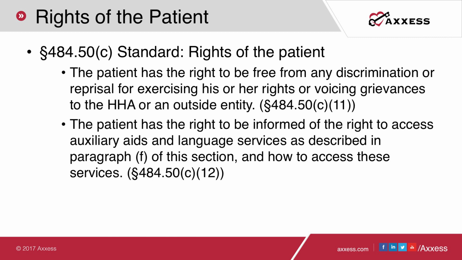And then we also have on the 12th right, the patient has the right to be informed of the right to access auxiliary aids and language services as described in paragraph F of the section. That's going to be the last part on accessibility that we'll get to in just a moment, and how to access those services. So we have to offer these auxiliary aids and language services to the patient. If they don't want to use them, we should document that they declined, but certainly they have the right to be informed about their right to access the auxiliary aids and language services.